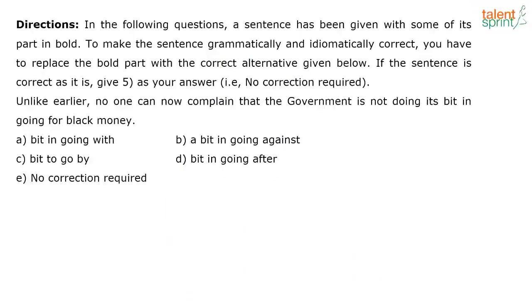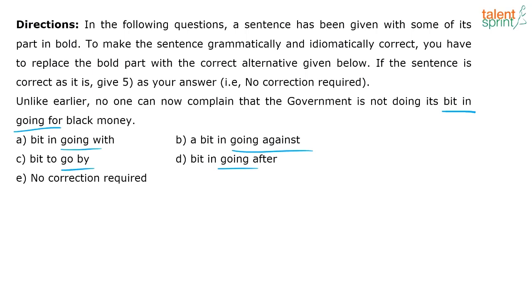The first one, sentence improvement. So let's look at the question. Let's read the directions. In the following questions, the sentence has been given with some of its part in bold. I think what's missing is the one that has to be highlighted, so let me highlight that. It's "bit in, going for." That's the highlighted phrase. But if you look at the context, there are going with, going against, go by, going after. What are all these?